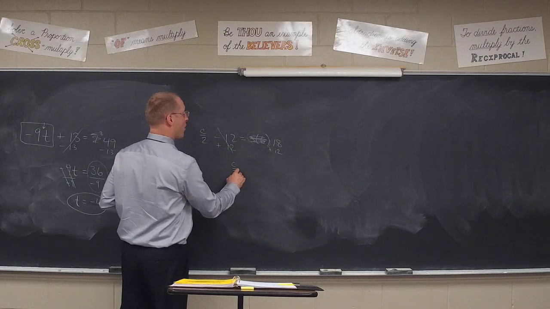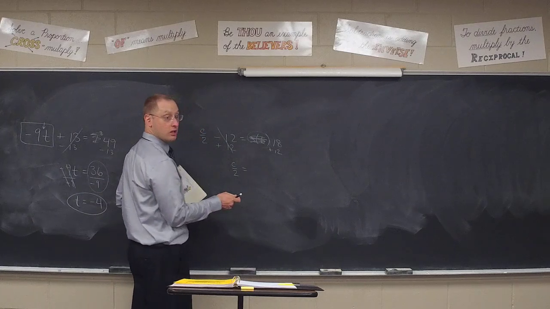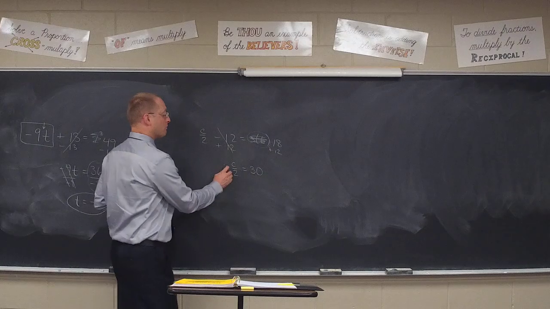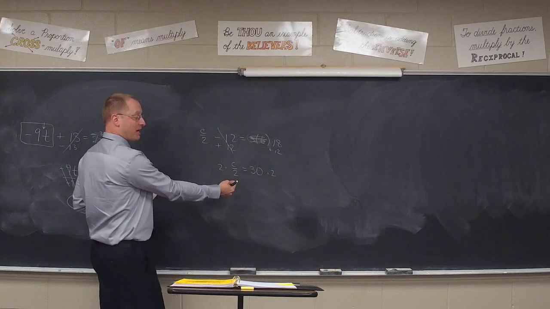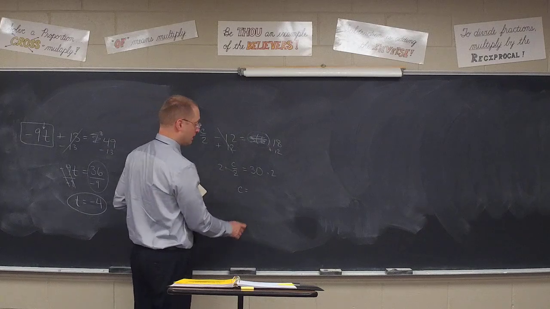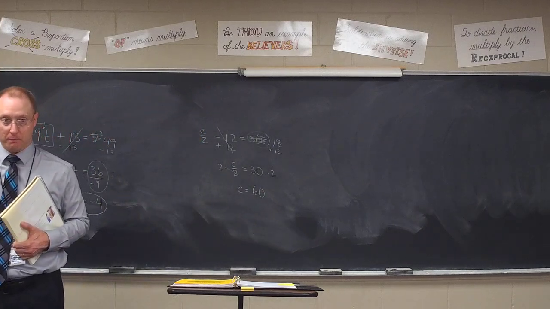That'll give me C over 2 equals 30. Now what have we got? We have to multiply by 2. Because right now we have a divided by 2. The opposite would be multiplied by 2. And that gives us C equals 60. Anyone perfect so far through the first 6 homework problems?